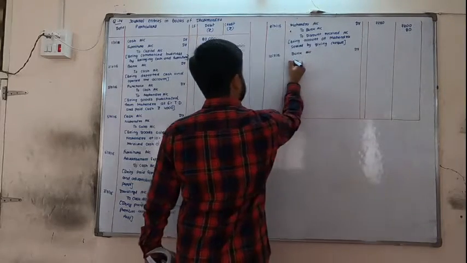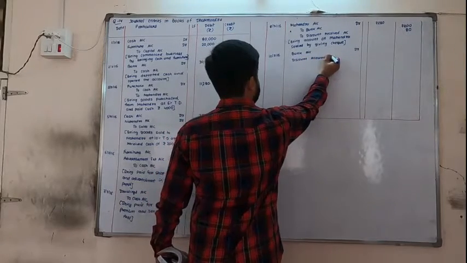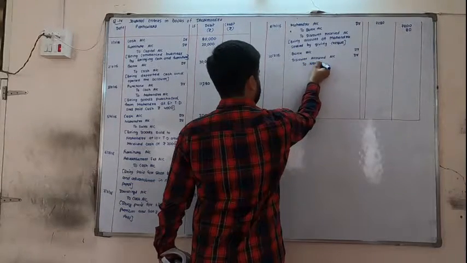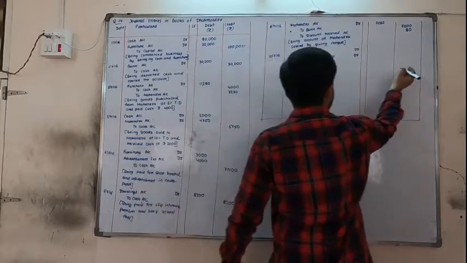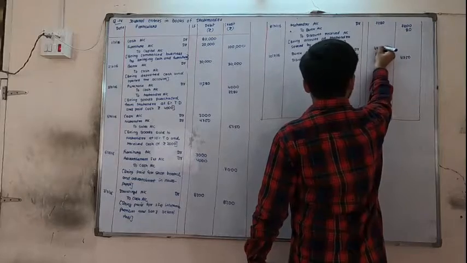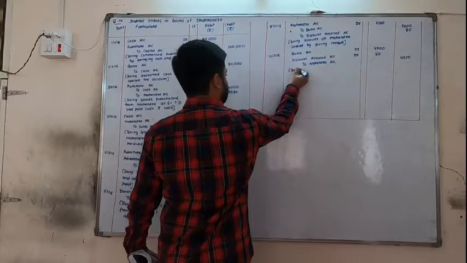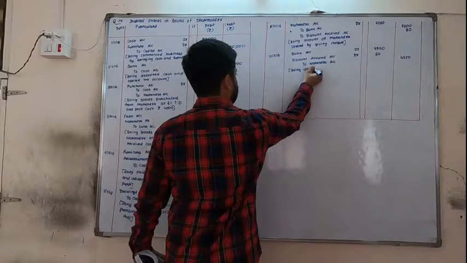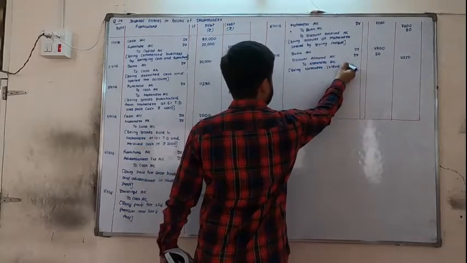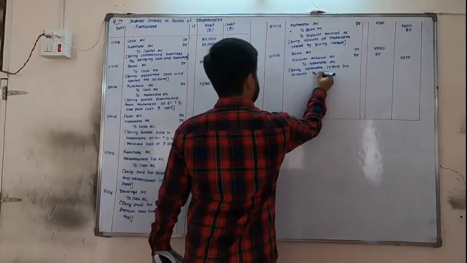Bank account debit, discount allowed account debit to Narendra account. Amount 4750 in Narendra, 50 rupees in discount and 4700 in bank. Being Narendra settled his account by giving check.